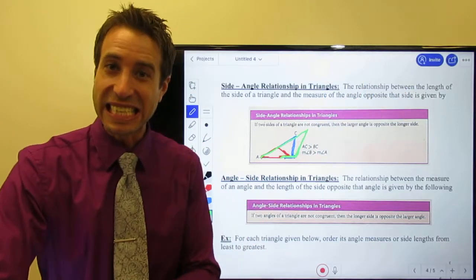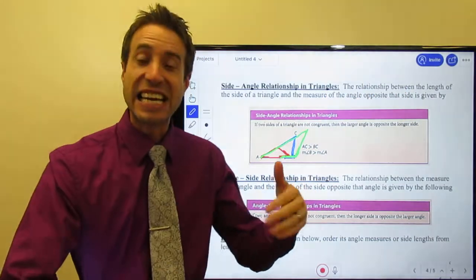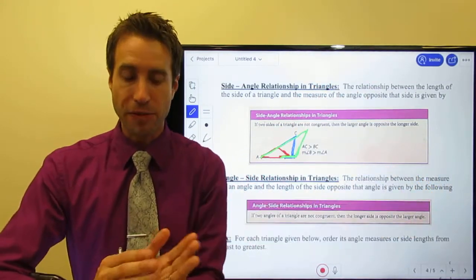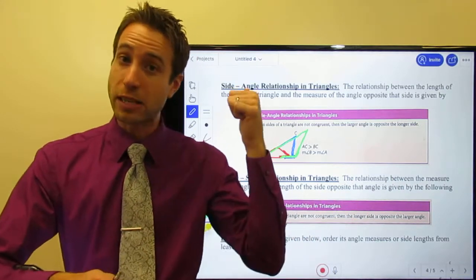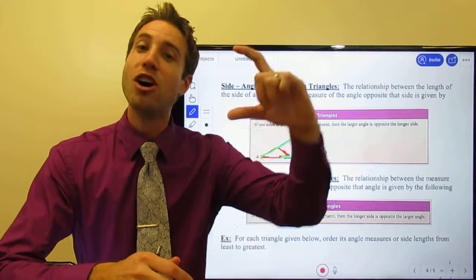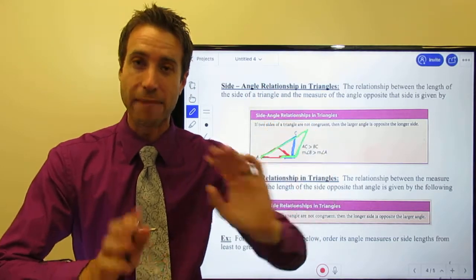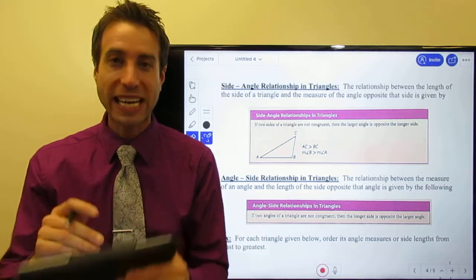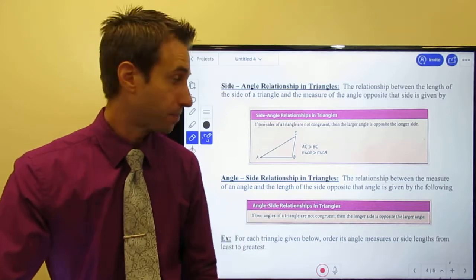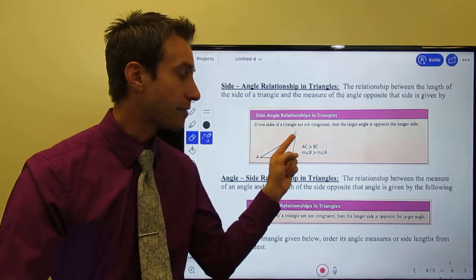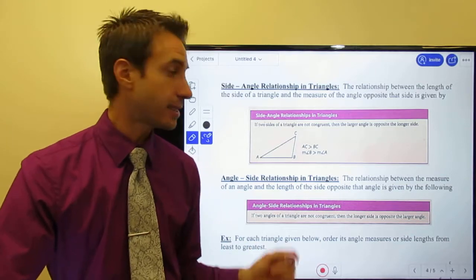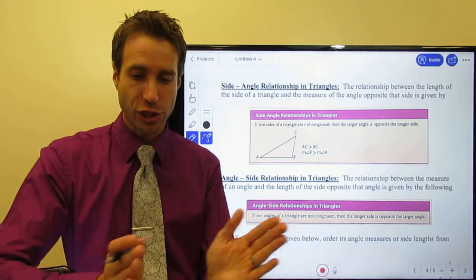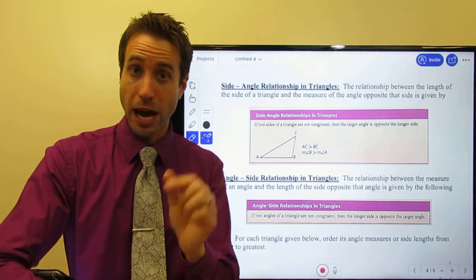So again, this idea that the length of a side is determined by the angle that is opposite that side. The bigger the angle, the longer its opposite side. The smaller the angle, the shorter that opposite side will get. That's all we're going to do here in this next couple of problems. What they want you to recognize is simply this: the longest side of the triangle will be opposite the greatest angle. The bigger the angle, the longer the side. The smaller the angle, the shorter the opposite side.